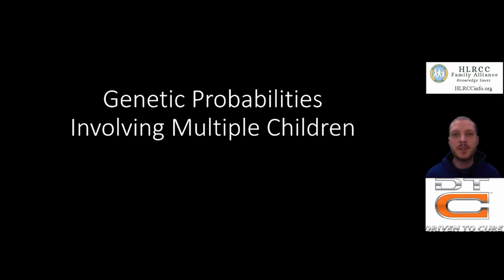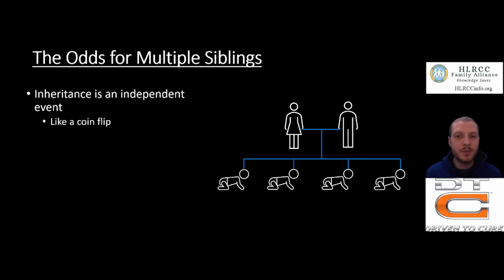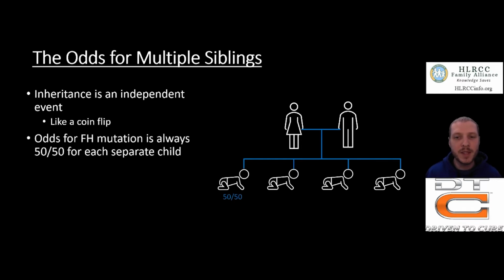Welcome to the continuation of Lesson 3, where today we will look more closely at how we can determine the relative likelihood of the FH mutation being passed on to multiple members of your family, whether that being your children or your siblings. Here again, I want to reiterate a couple very important points. Each instance of inheritance is an independent event, meaning that one family member's genetic inheritance bears no influence on another family member's genetic inheritance. The important point being, the odds for inheriting an autosomal dominant disorder like HLRCC is always 50-50. And that's simple enough.